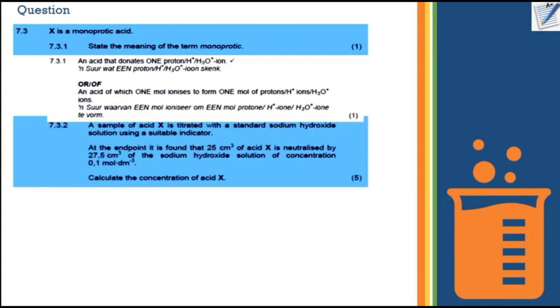Now they tell us a sample of acid X is titrated with a standard sodium hydroxide solution using a suitable indicator. Sodium hydroxide, strong base, remember that? At the end point, it is found that 25 cubic centimeters of acid is neutralized by 27.5 cubic centimeters of sodium hydroxide solution of concentration 0.1 mole per cubic decimeter. Calculate the concentration of acid X.